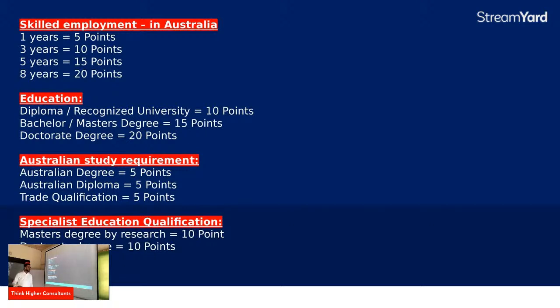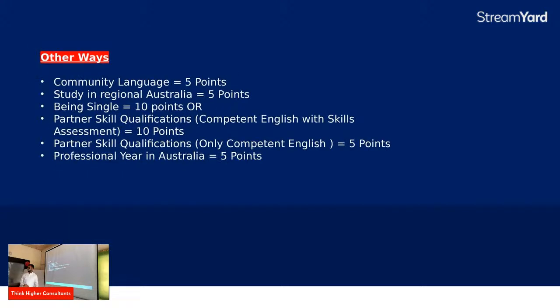So if you go to the next slide, the additional points of study in regional Australia as well. So ultimately, if you can see, altogether, if you're doing a Master of Research in Australia, that leads to 15, 10, 5, and 5. So you get at least around 30 points, and the permanent residency requirement would be quite easy to meet.